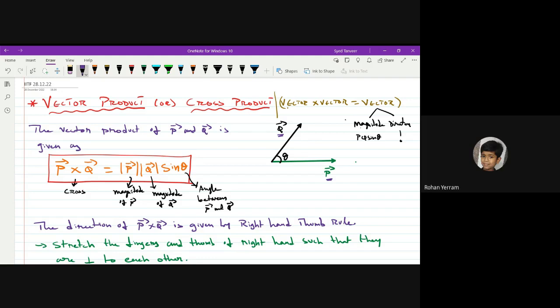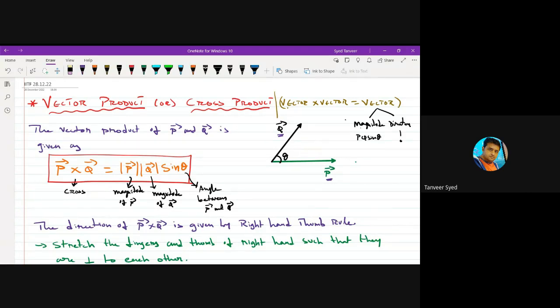Sir, then P cross Q will be pointing out of the plane of the screen towards you. Yes, sir. Sir, in the Z direction, sir. You can say Z direction. P cross Q is pointing towards you out of the plane of the screen, because I should put my fingers along the direction of P and bend them towards Q. Then my thumb will be pointing towards me, or towards you.